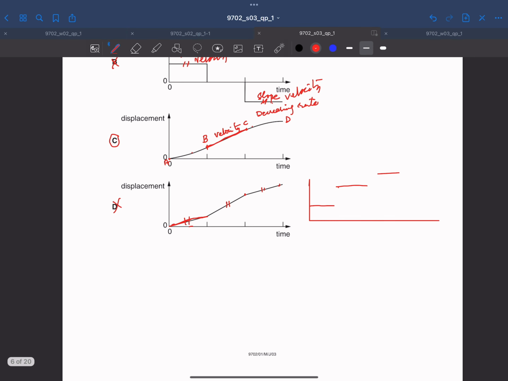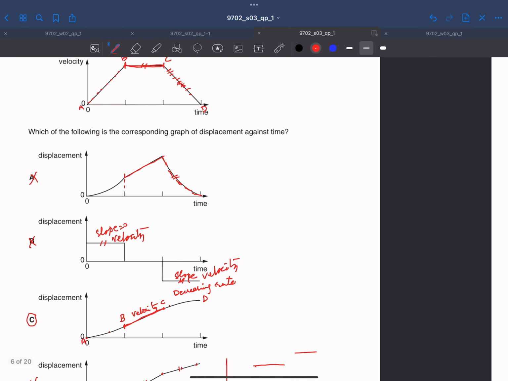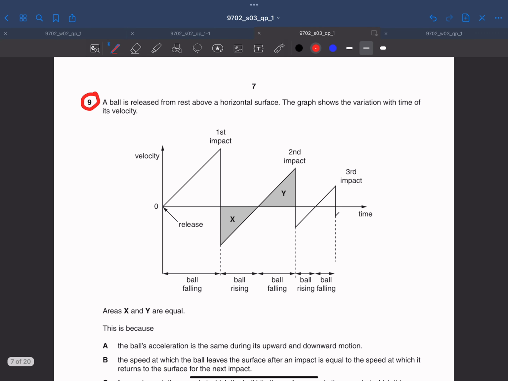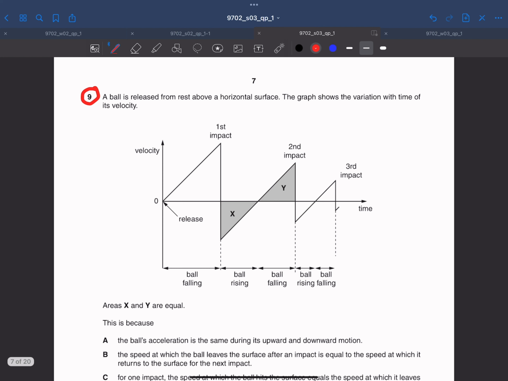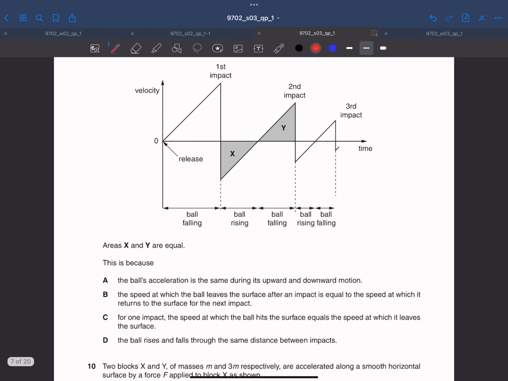May June 2003. Then we have here another graph. Ninth, a ball is released from rest above a horizontal surface. The graph shows the variation with the time of its velocity. So a velocity time graph is basically given. Areas x and y are equal.